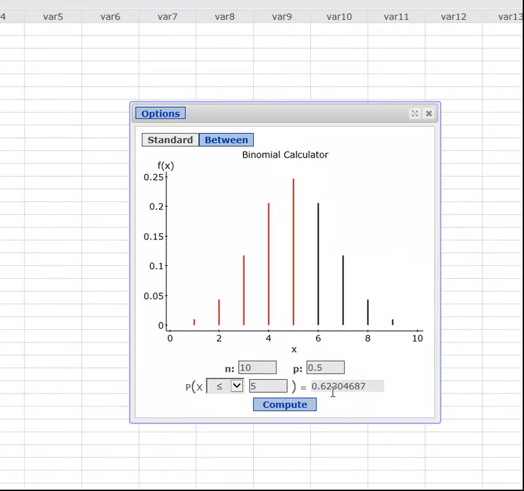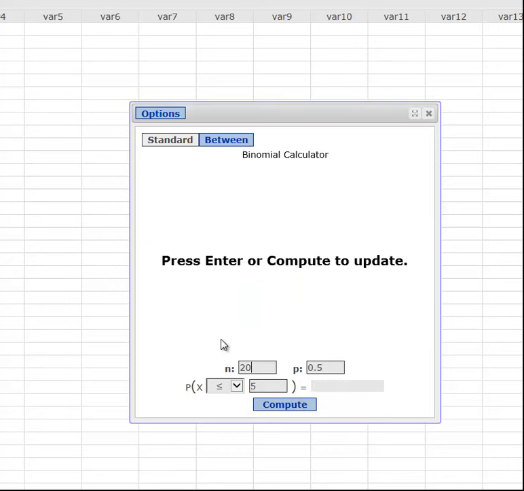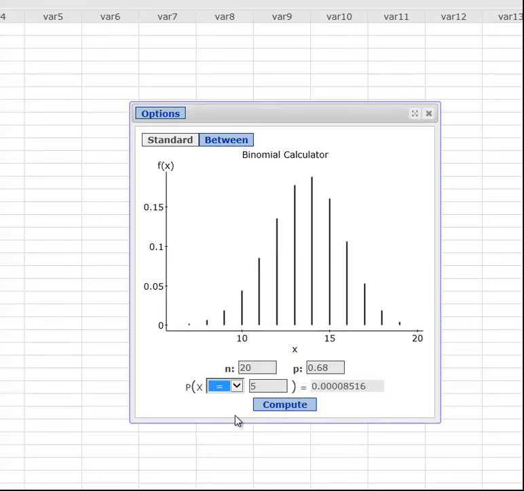When it opens up, it defaults to n equal to 10, p equal to 0.5, and x less than or equal to 5. That's not the situation for this problem. Recall from the problem, n was 20 adults, and the probability of success in a single trial was 0.68. For part A, I want to find the probability x is exactly 1. I can change the sense of inequality with this drop down, so I'm going to change that to exactly equal to 1, and then compute.